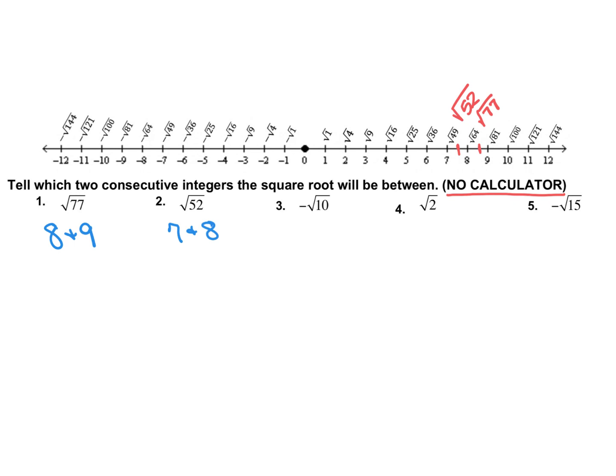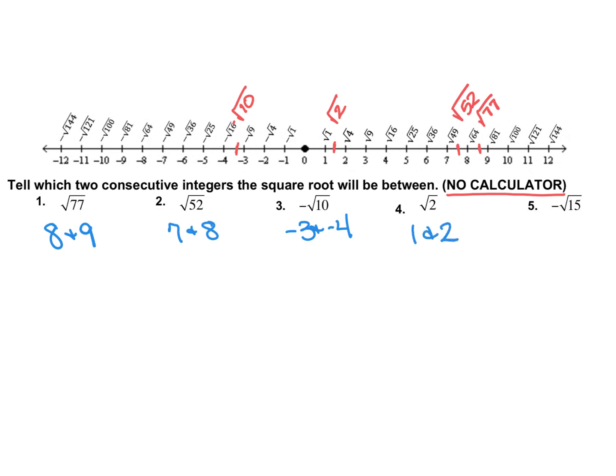Now let's take a look at the negative square root of 10. So negative square root of 10 we have over here between negative square root of 9 and negative square root of 16. So we have the negative square root of 10. And so it's between negative 3 and negative 4. The square root of 2 is between the square root of 1 and the square root of 4. So we've got the square root of 2 right here. And so it is between 1 and 2.